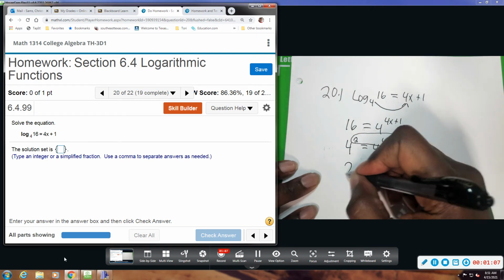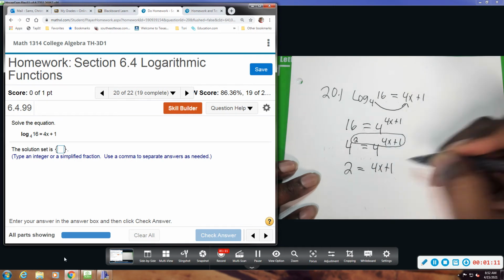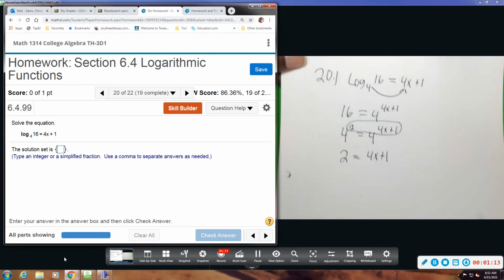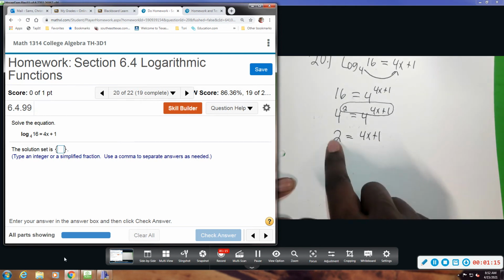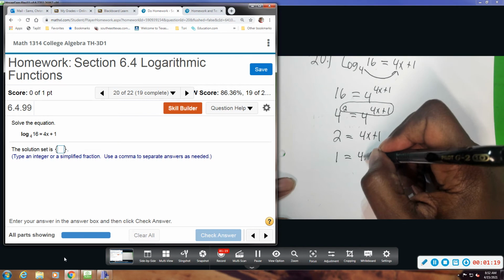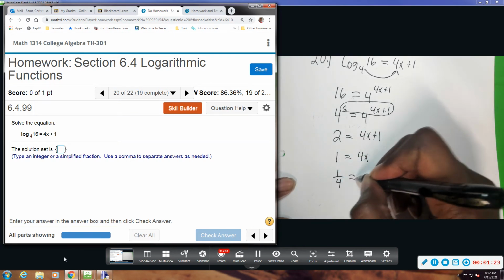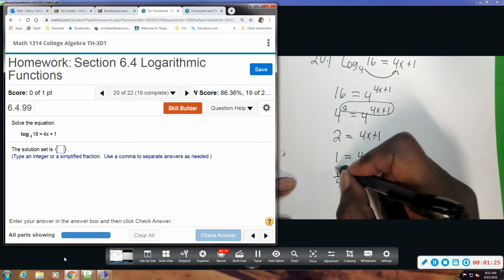So we have 2 equals 4x plus 1. Solving, we will subtract 1, and that will give us 1 equals 4x, and then we divide by 4, and we get 1/4 equals x.